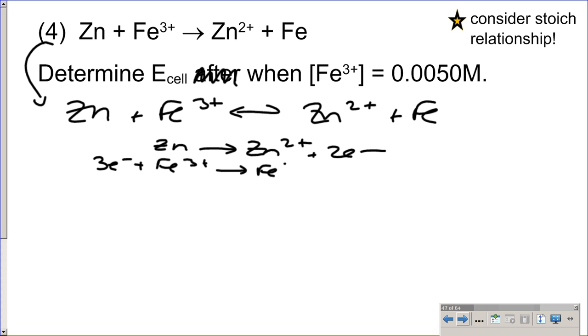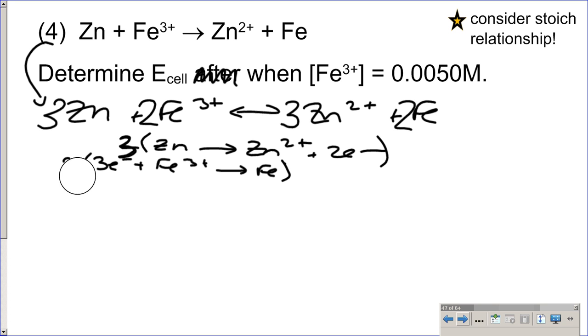So you can see the differences in electrons. That means you just multiply them by their opposites. So this one times 3, and this one times 2. So those coefficients get transferred to those zincs and those irons. So zinc is going to have a 3, iron is going to have a 2, zinc is going to have a 3, and iron is going to have a 2. Cool?